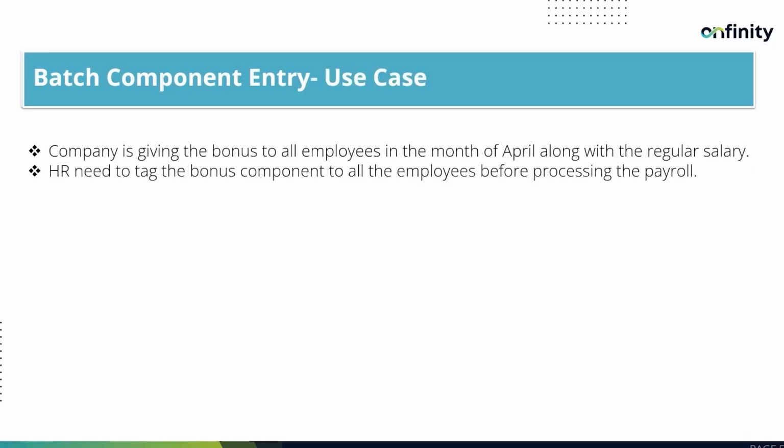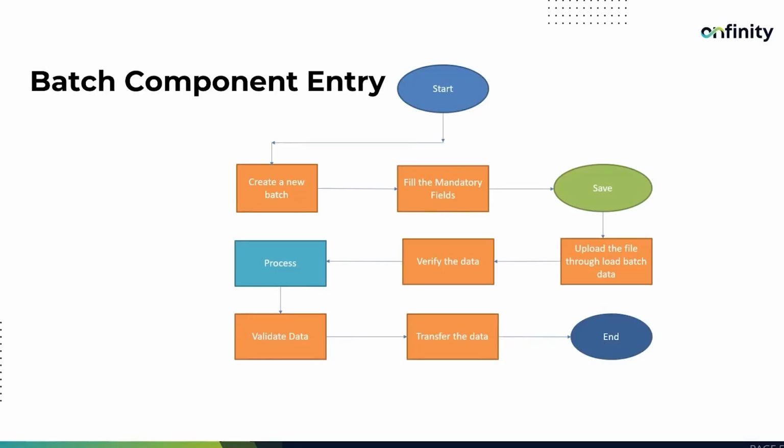Here we have the use case for this. The company is giving a bonus to all employees in the month of April, along with their regular salary. HR needs to assign this bonus component to all eligible employees before processing the payroll for April. Here we have the workflow for using the batch component entry. The payroll admin starts the activity by creating a new batch, filling in all the required fields, and then saving the batch record. For the bulk upload part, the user will upload the file containing the bonus data using the Load Batch Data function. Then, they will verify the data within the batch and process it.